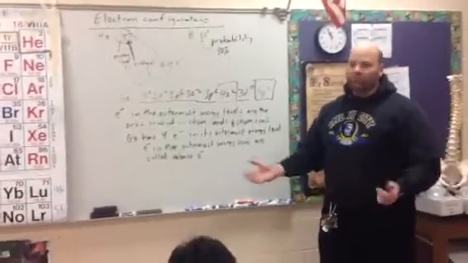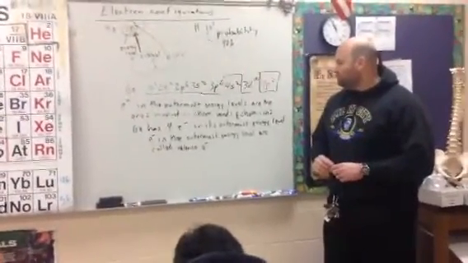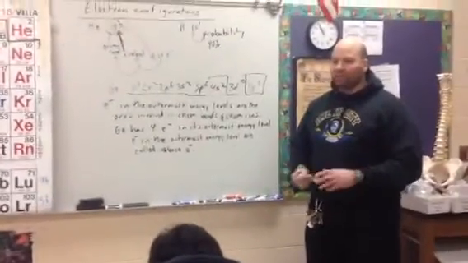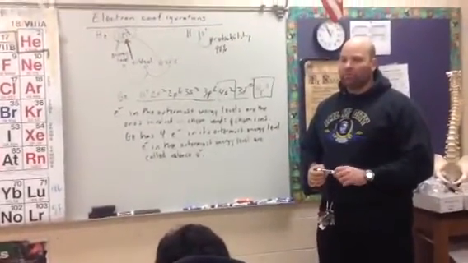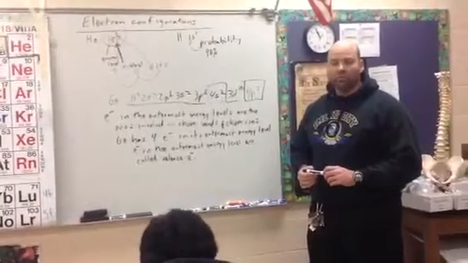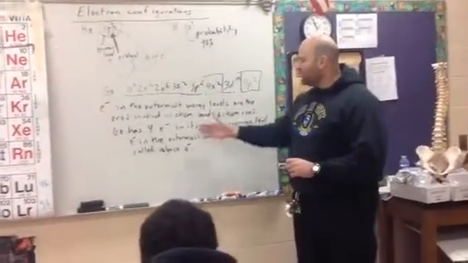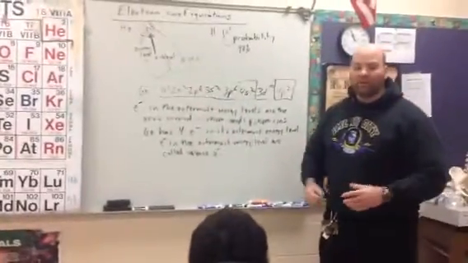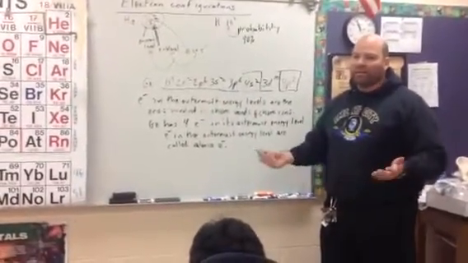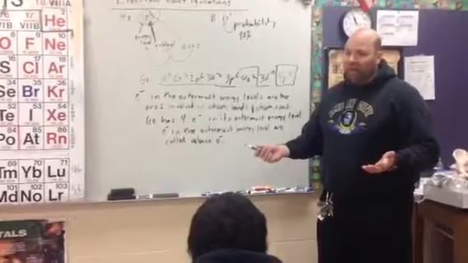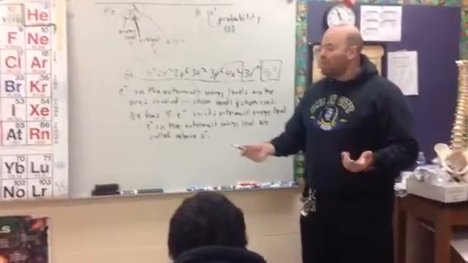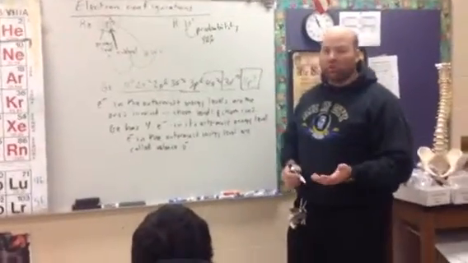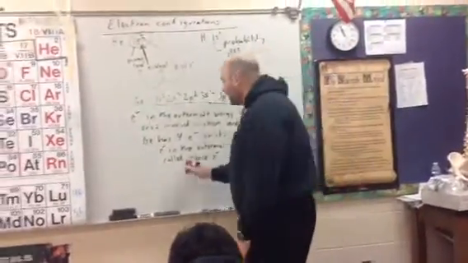So, true or false? Valence electrons are the electrons involved in chemical bonding. True or false? True. Okay. So these are the really important electrons. These other ones, when it comes time to discussing chemical reactions and chemical bonding, we can ignore them because they're just there. Does that make sense?